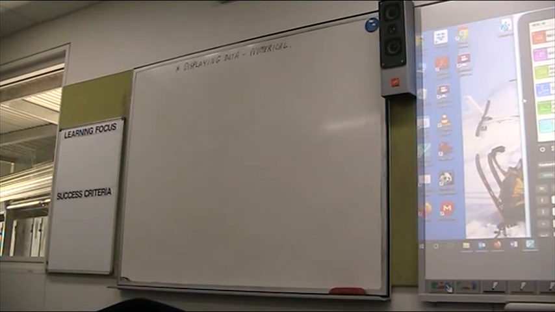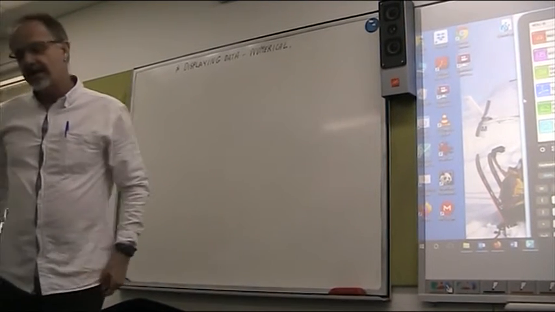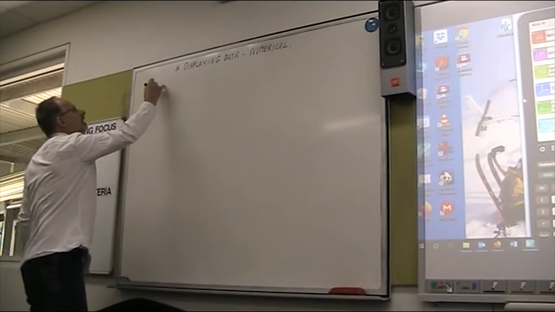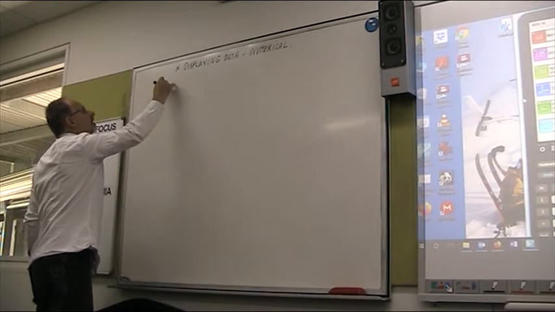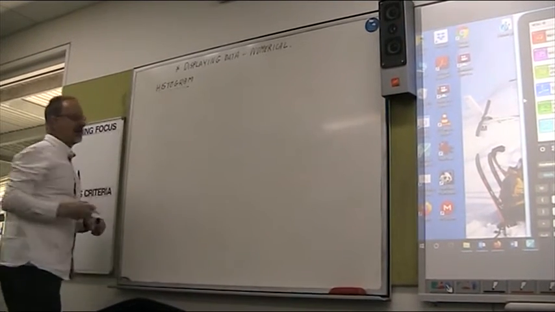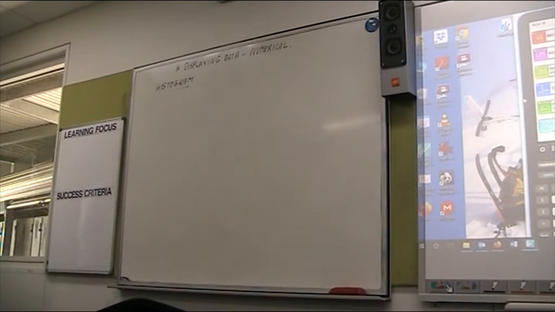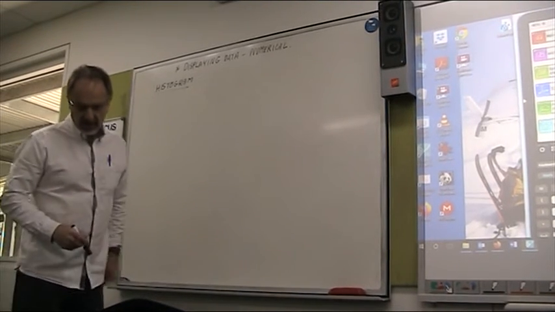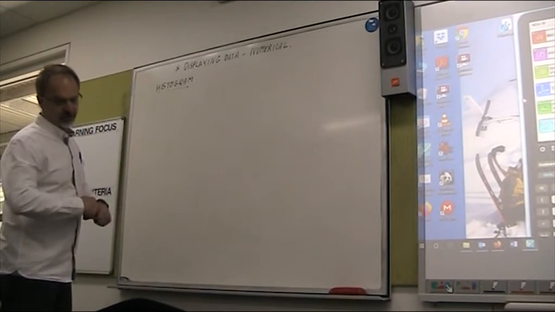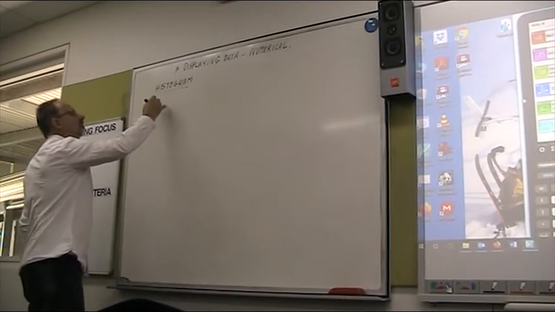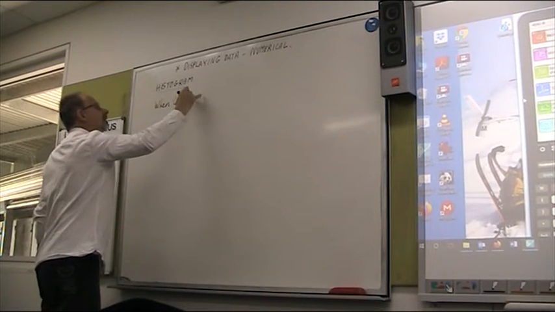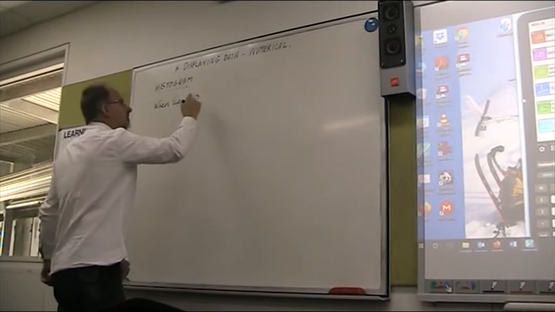Alright, so today we're looking at numerical data, and what we're looking at is histograms today. It's one way that we can display numerical data, and when there's a large amount, or a large range I should say, we would often group them into groups.